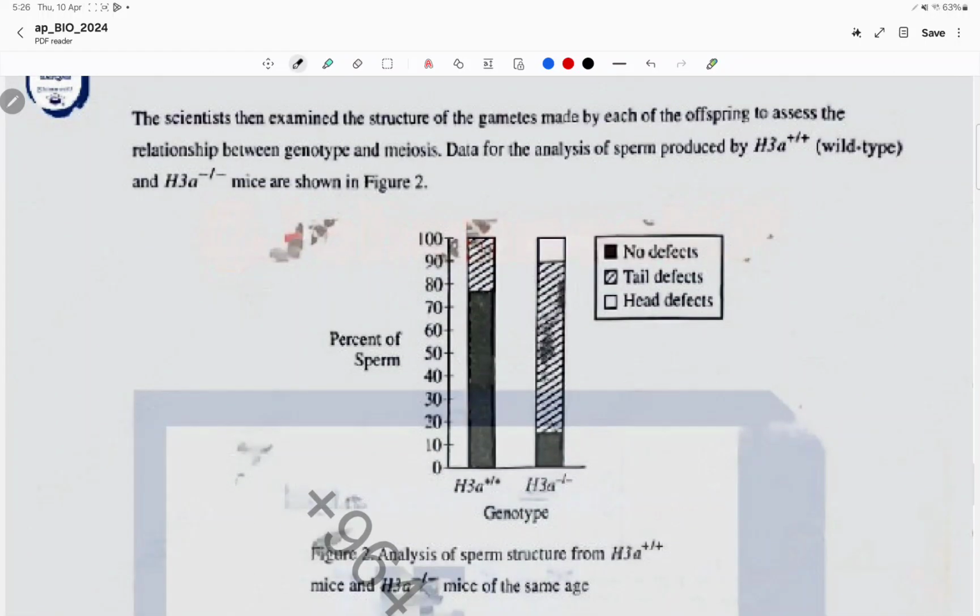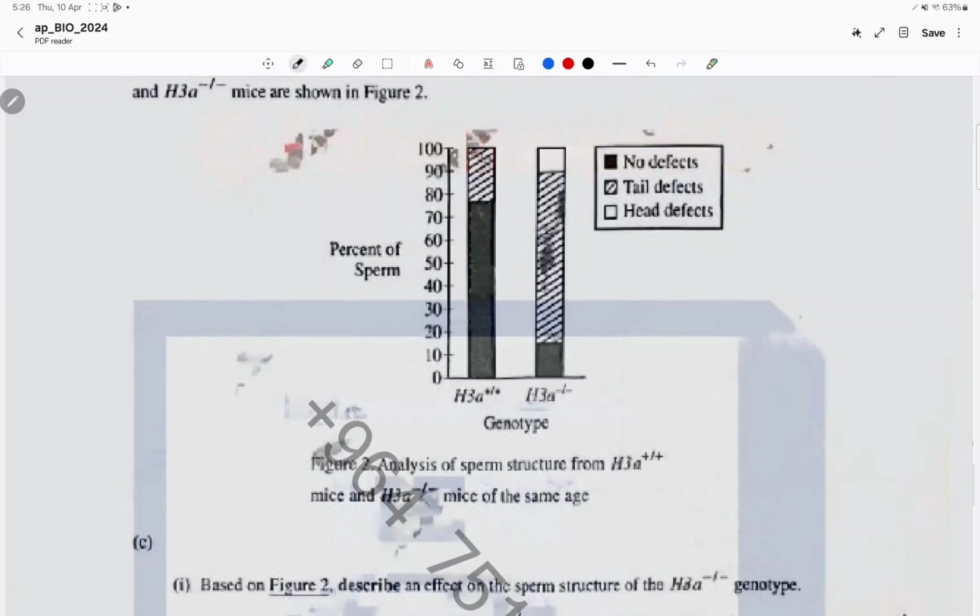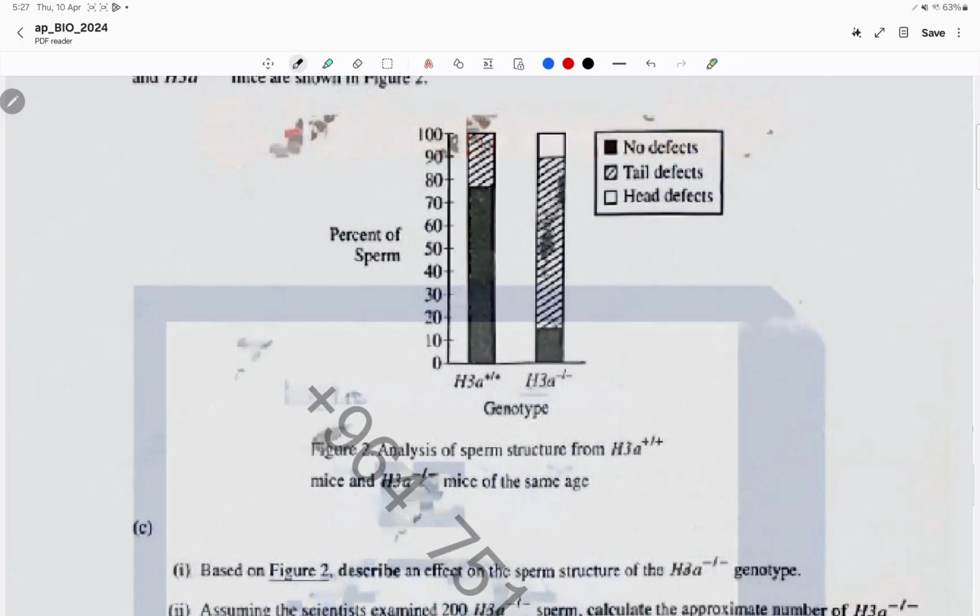The scientists then examined the structure of the gametes made by each of the offspring to assess the relationship between genotype and meiosis. Data for the analysis of sperm produced by H3A wild type and H3A double minus mice are shown in figure 2. Okay, so no defects, like a lot more no defects in the case of AA, but a lot more tail defects in the case of double minus.